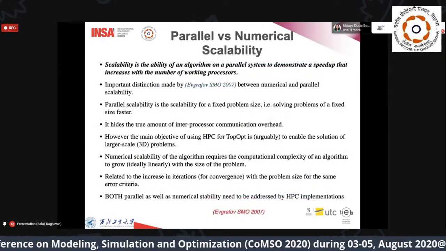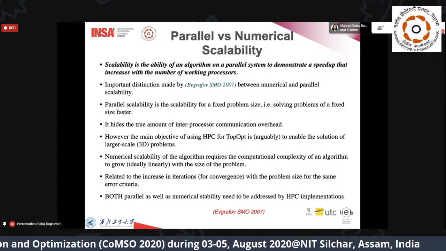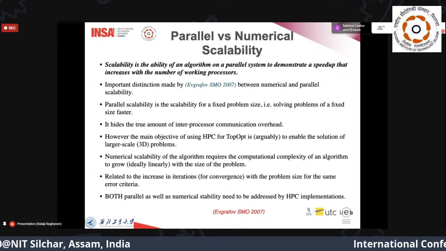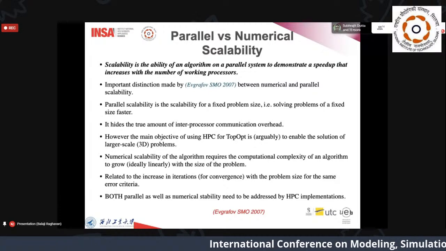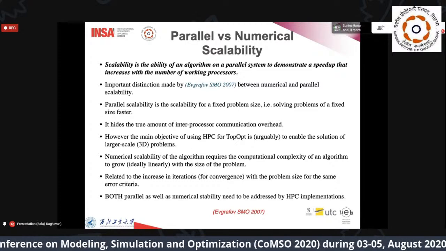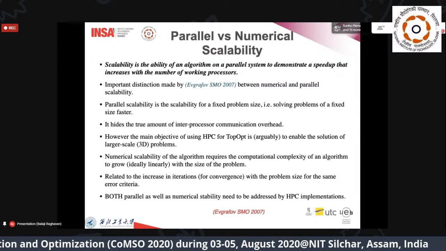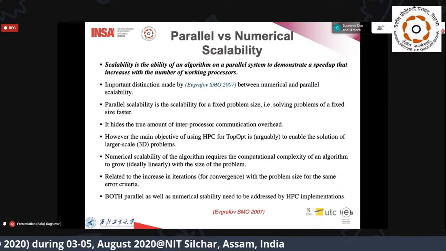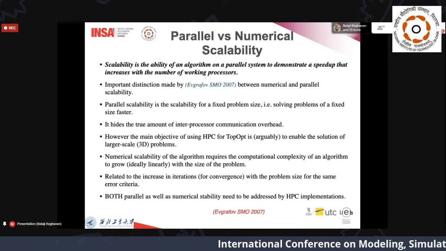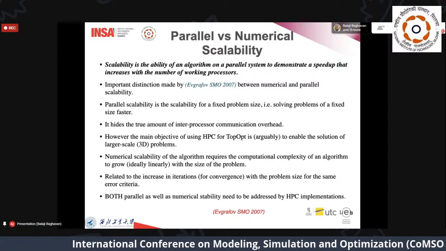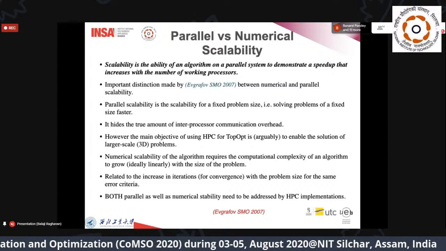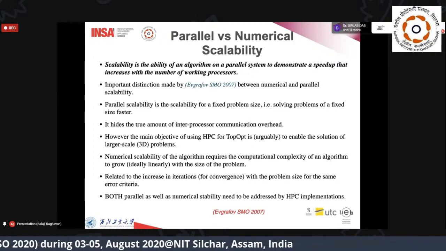Now, parallel versus numerical scalability, simply put, this is important. Parallel scalability means you have the same problem size, but you want to solve it faster. You don't want to increase the size of the problem. Whereas numerical scalability means that you want to increase the size of your problem, and how does it scale up when you do that? It's not the same as keeping the same size problem and running it on multiple processors. The bulk of HPC works relate to parallel scalability.